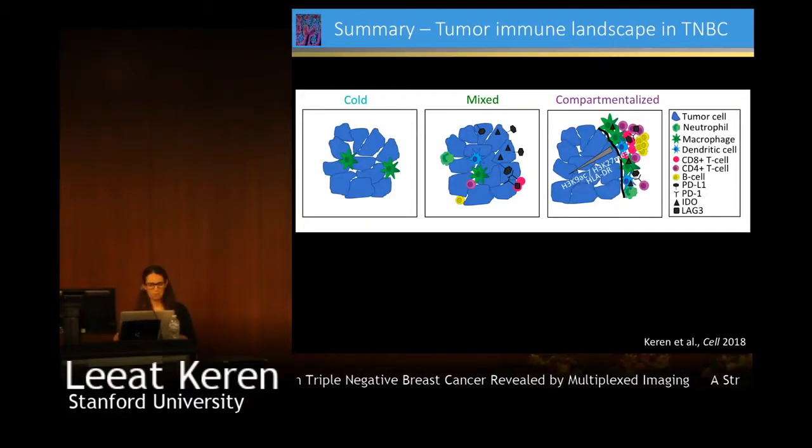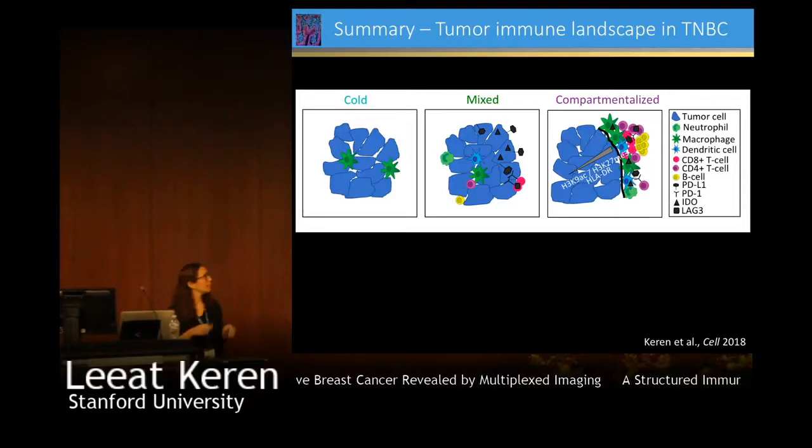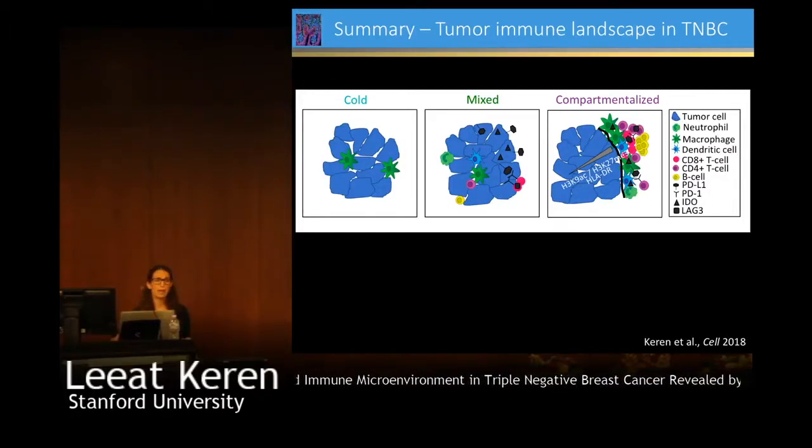To summarize, we think we can find three main architectures in the tumor immune microenvironment. We have this cold architecture of patients that don't have a lot of immune infiltrate. If they do, it's mainly macrophages. And we have the mixed and compartmentalized tumors, which have different cellular compositions and different expression patterns of immunoregulatory proteins.